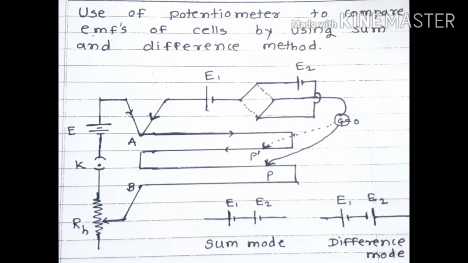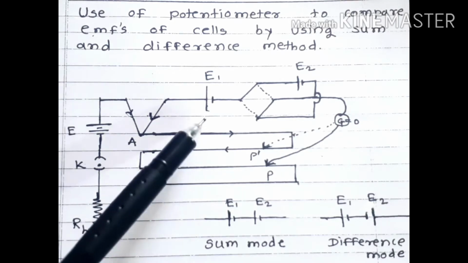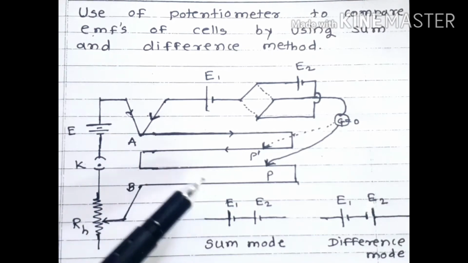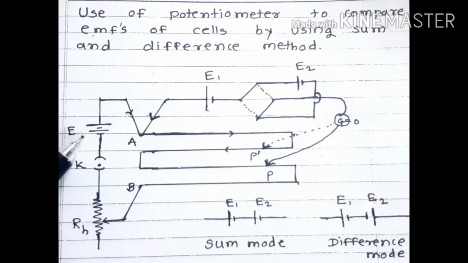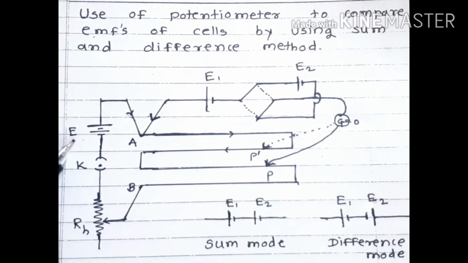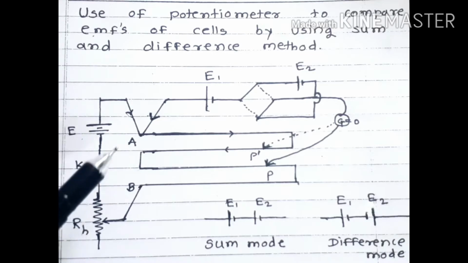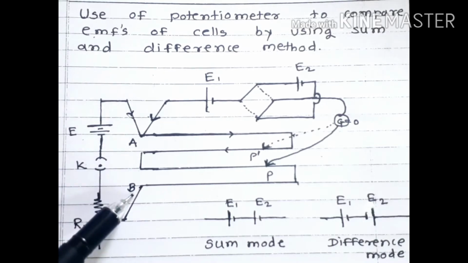Now today our aim is to compare the EMFs of two cells by using the sum and difference method with the help of a potentiometer. We already know that a potentiometer consists of a thin uniform wire having a length of 1, 2, 3, 4 meters, fixed on a wooden board between two points A and B. This is the diagram of the potentiometer. Here a driver cell of EMF E, plug K, and rheostat RH are connected in series across the potentiometer wire AB.